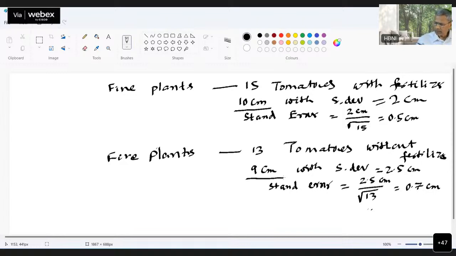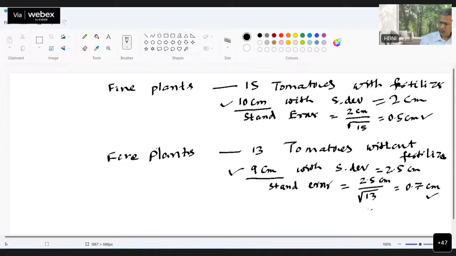From this information, what do we see? The size difference between the two cases, with fertilizer it is 10 and without fertilizer it is 9, so the difference is only 1 centimeter. And our standard error in this case is 0.5 centimeter and in this case 0.7 centimeter. So our errors add up to 1.2, though the difference in size in both cases is 1 centimeter. So the errors are larger. In this situation, we cannot make a decision. So then we have to revise our experimental design.